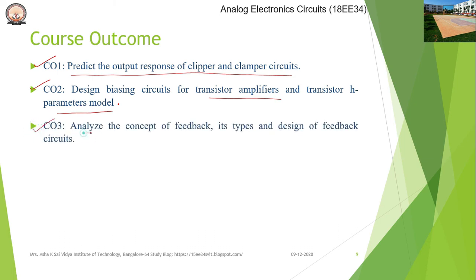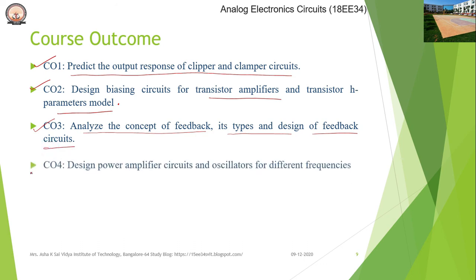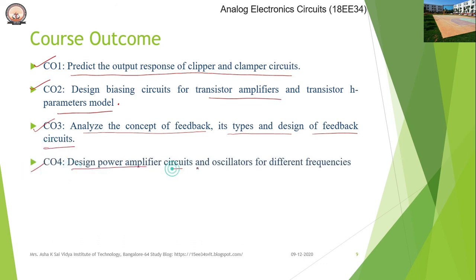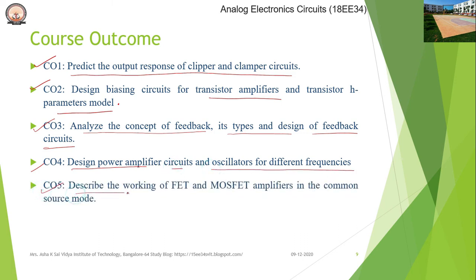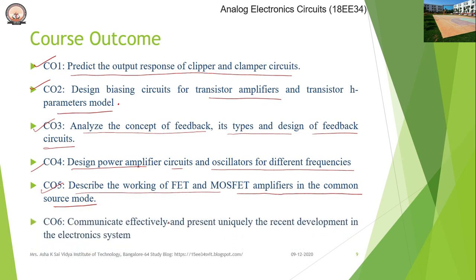CO3 is to analyze the concept of feedback, its types, and design the feedback circuits. Course outcome 4 is to design power amplifier circuits and oscillators for different frequencies. CO5 is to describe the working of FET, MOSFET, amplifiers in common source mode. And the last is to communicate effectively and present uniquely the recent developments in the electronic system. These are the main course outcomes that we have written for this particular course, Analog Electronic Circuits.